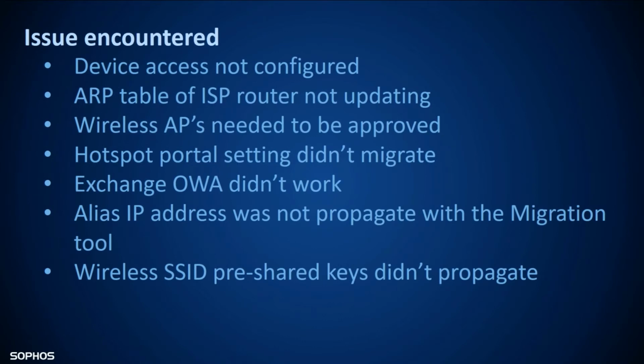Some of the issues we encountered while migrating this customer was that device access was not configured. So the first time we installed the XG, all the device access tabs were disabled, so we couldn't log on to the firewall from externally. This caused some issues on the night of the migration, because I had to remotely assist, and we couldn't get remote access to it, and it took a while to figure out that the migration tool didn't adopt this. We'd have to enable device access on the XG, and this works differently on the XG than the SG.